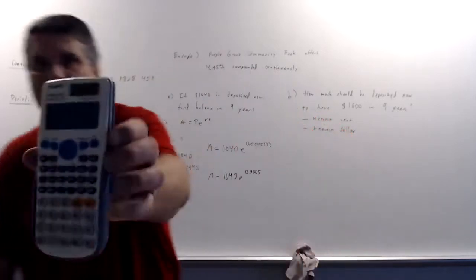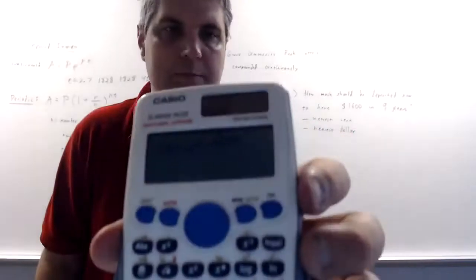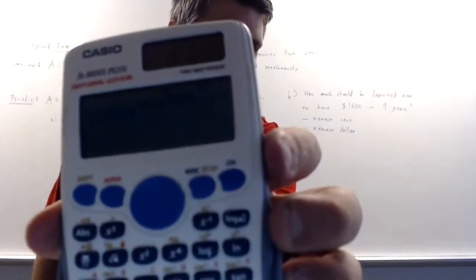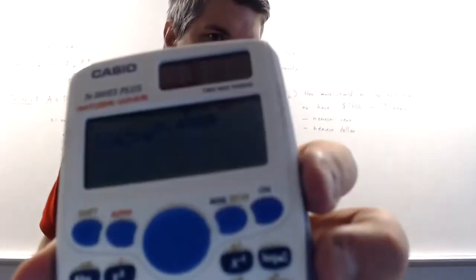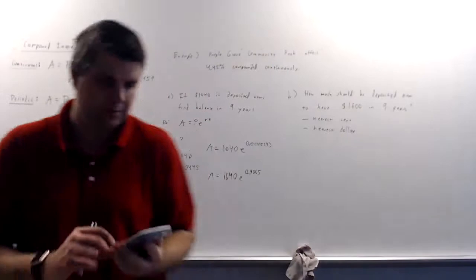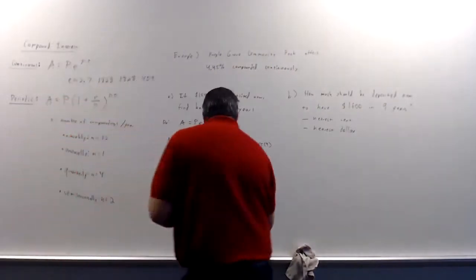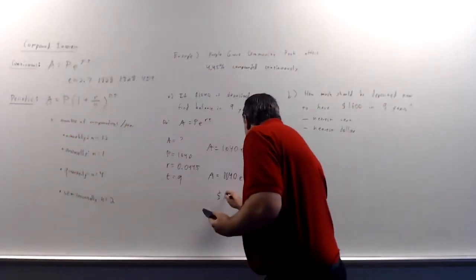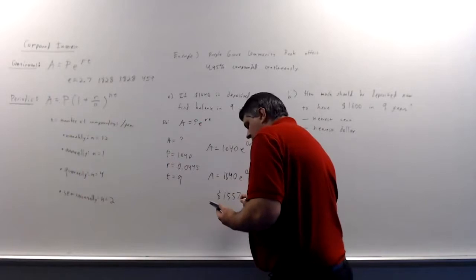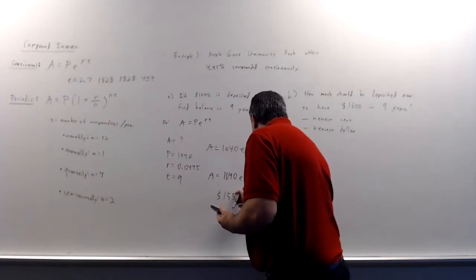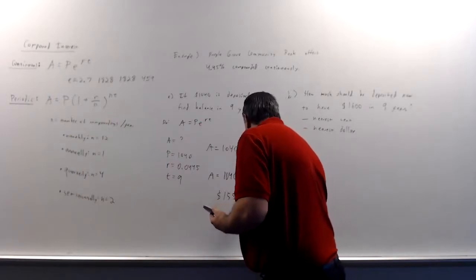This is what it looks like on the calculator that I'm using. Okay? And to the nearest, that's 2 decimal places, 1552, sorry, 0.27.